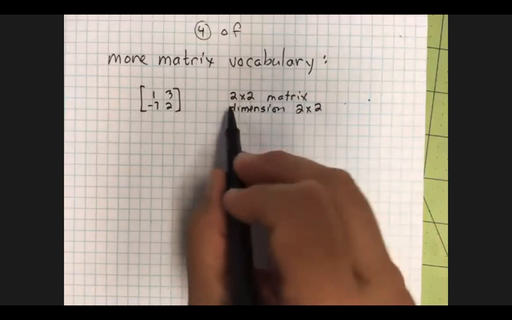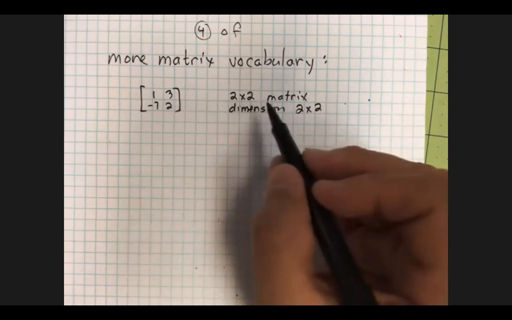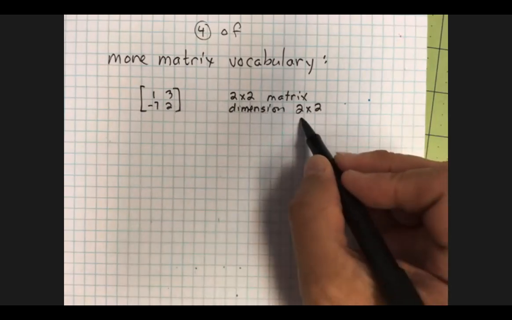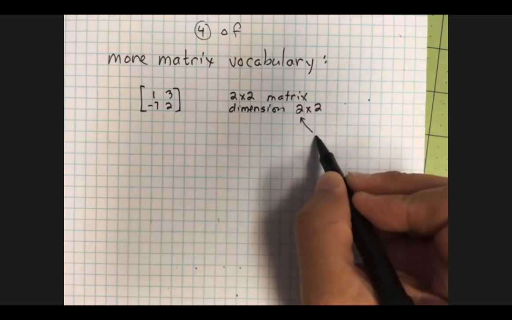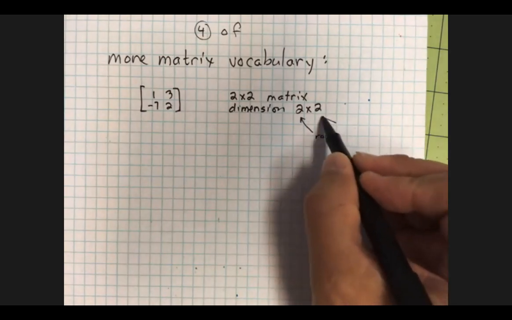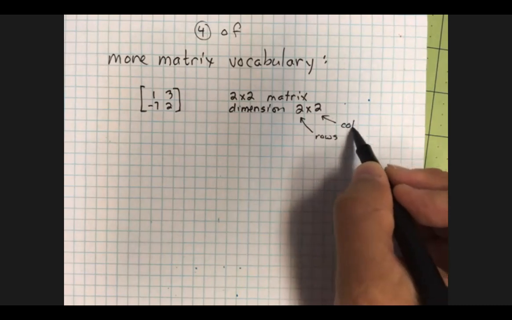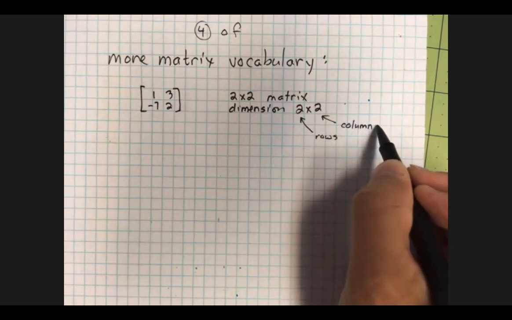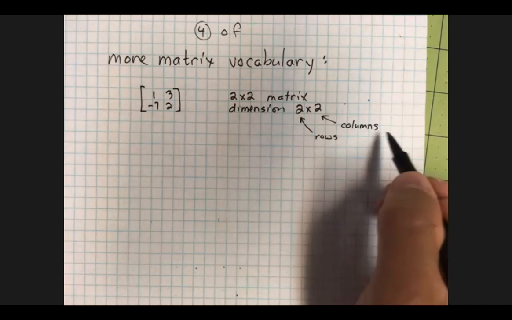You recognize that even though this has 2 rows and 2 columns, there is no misunderstanding that the first number refers to the rows and the second number refers to the columns. Always, never the other way around. So make sure you don't mess that up.